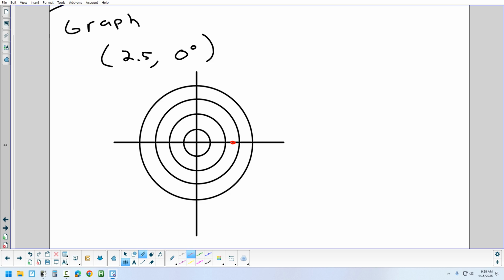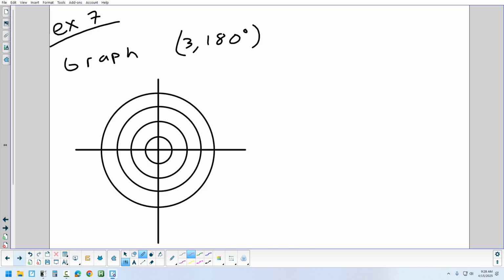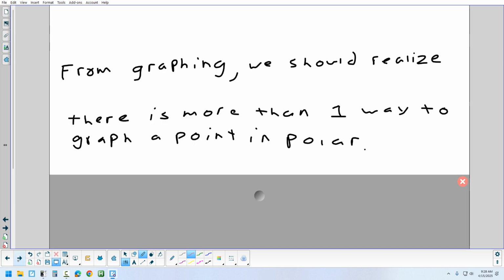Okay, so any questions on the graphing or writing polar coordinates in different ways? Okay. Just another one that's the same. I already pointed that out to you. So when you graph in polar, there is more than one way. In fact, up to 4. Some only have 3.